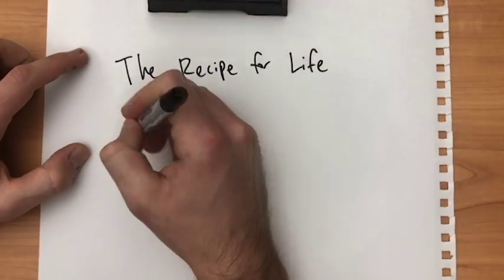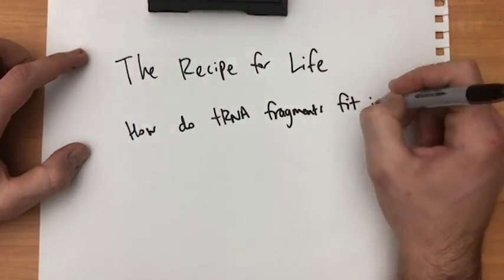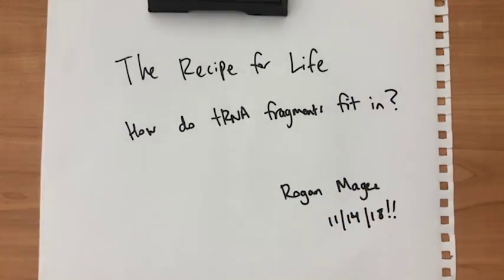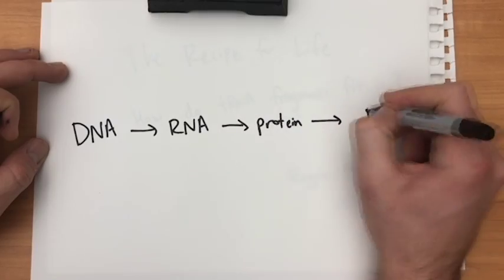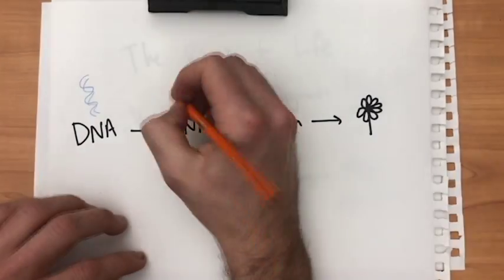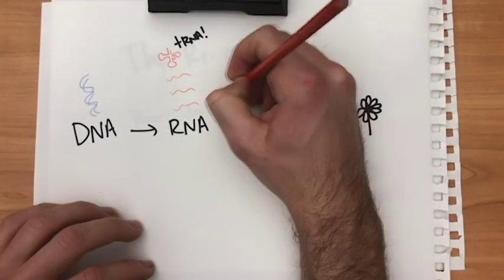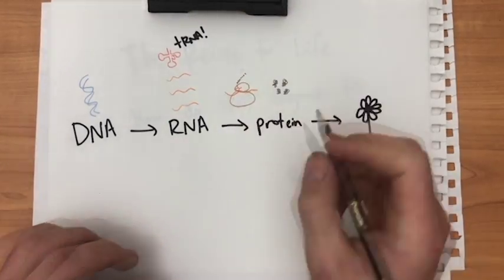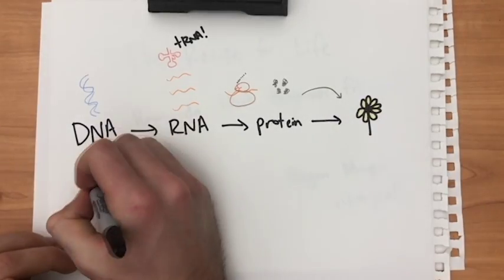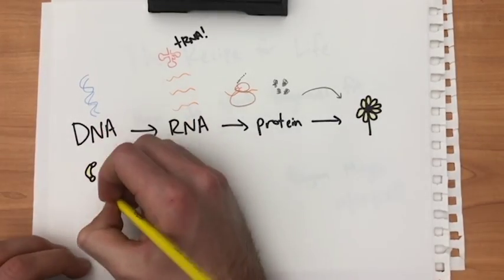This is the recipe for life and how tRNA fragments fit in. All living organisms are made using a simple recipe. Genes are transcribed from DNA into RNA, which is translated into protein. Think of this process like cooking a meal.